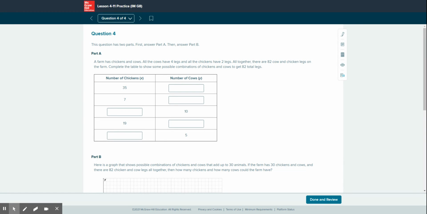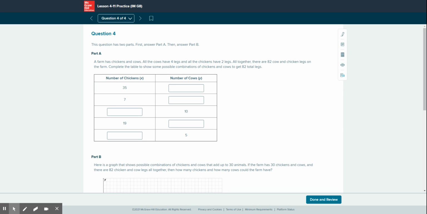A farm has chickens and cows. The cows have 4 legs, and all the chickens have 2 legs. Altogether, there's 82 cow and chicken legs on the farm. Complete the table to show some possible combinations of chicken legs and cow legs to get 82 legs.